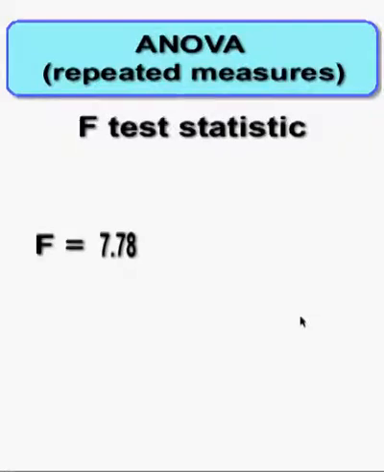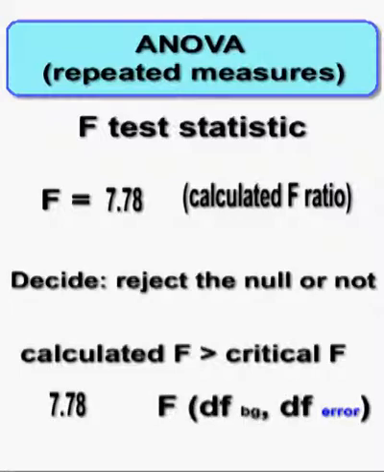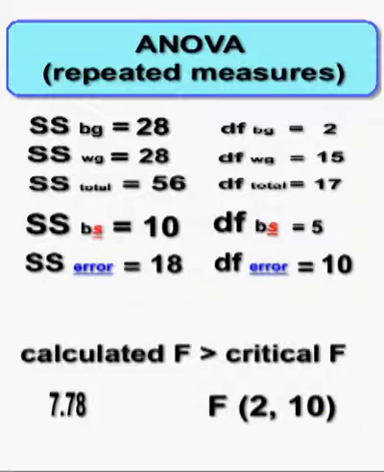Everything from here on is pretty much just like the regular one-way ANOVA, but let's go ahead and knock this out. We need to compare our calculated F ratio with the critical F ratio in the book by looking up the number of degrees of freedom from between group and the degrees of freedom from the error term. And from our data, it looks like we're looking up the critical value at 2, 10.